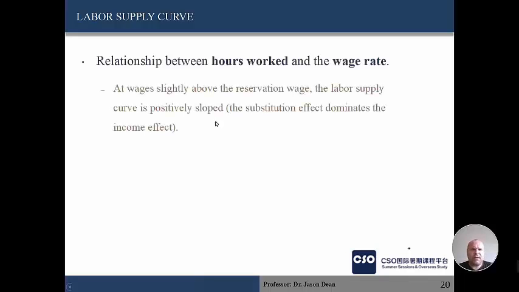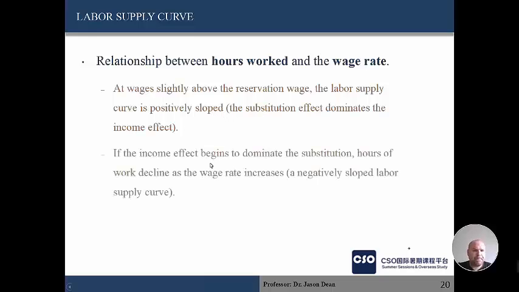Okay, now let's talk about the labor supply curve. If you didn't realize, we can actually obtain enough information to plot a labor supply curve given changes in wages in our income-leisure model. At wages that are slightly above the reservation wage, the labor supply curve is typically positively sloped, where the substitution effect dominates the income effect.